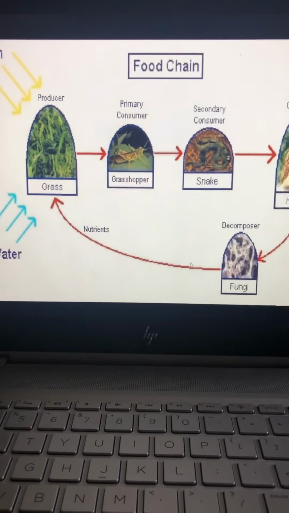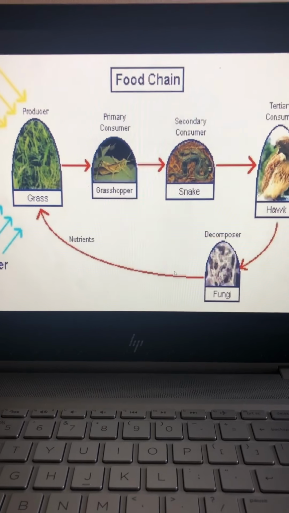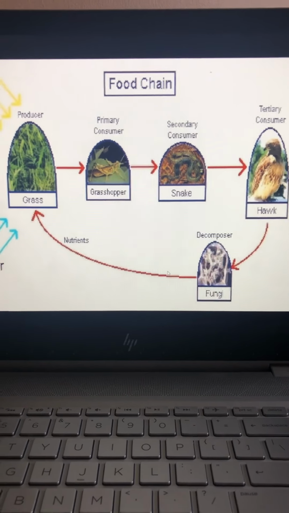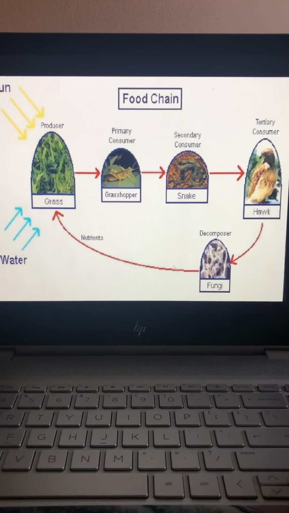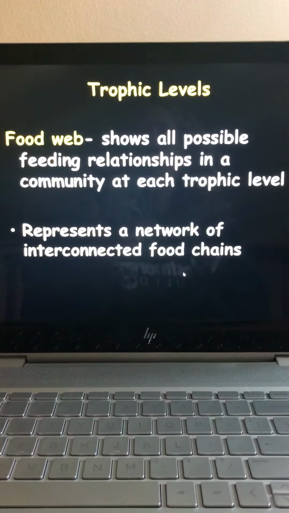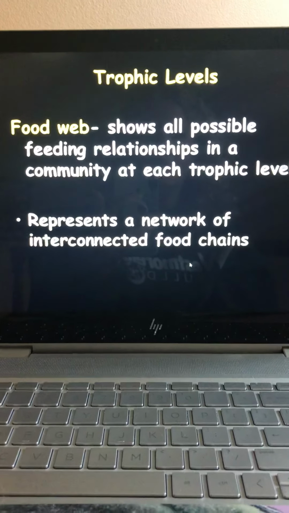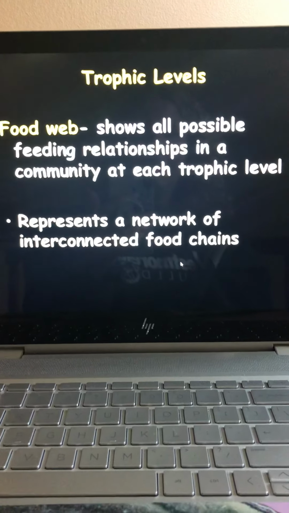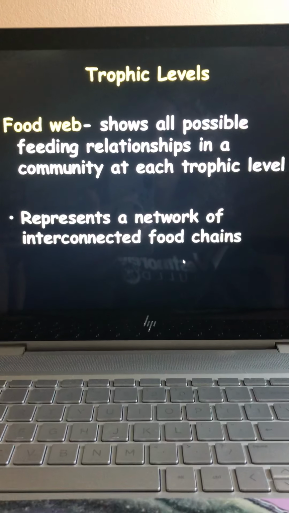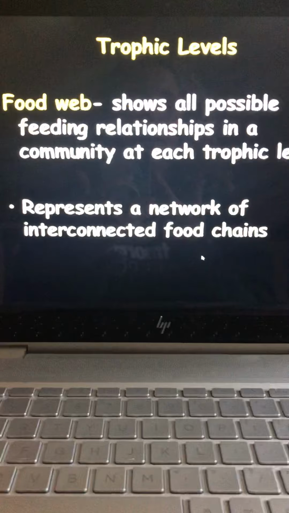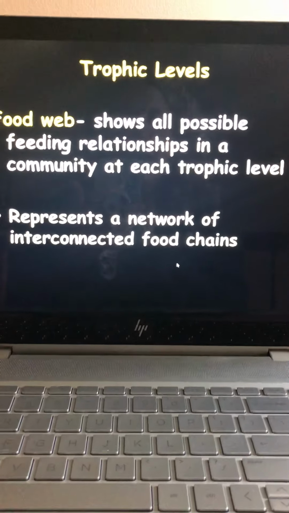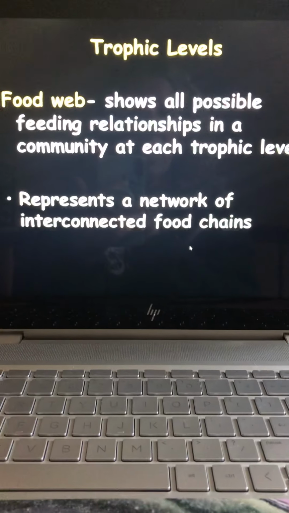But the top of the arrowhead is always going to point to the organism that eats the thing before it, and so it's getting the energy, because some people get confused by the direction of the arrowhead. Food webs just show all of the possible feeding relationships in a community at each trophic level. It represents really a network of interacting, interconnected food chains. And as you know, you don't eat the same thing every day.